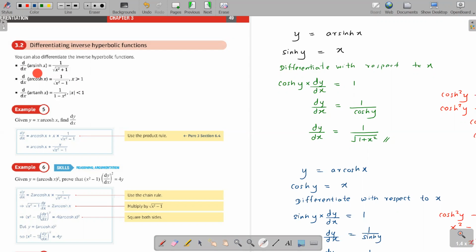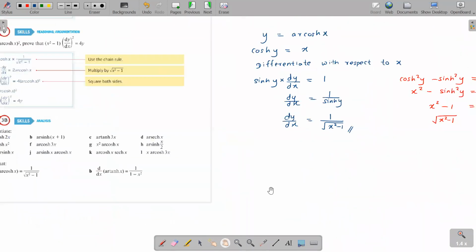Arc sin x graph also is drawn. It has all real values of x. Arc cos x graph has a domain x greater than 1. Arc tan x has the domain modulus x is less than 1. So these things were discussed in chapter 1. Okay, anyway, let's get the proof of arc tan x.